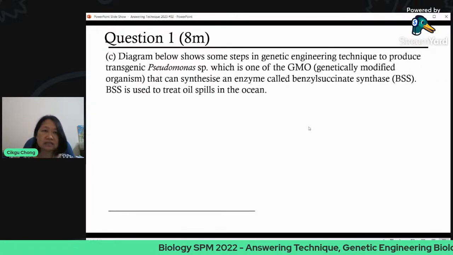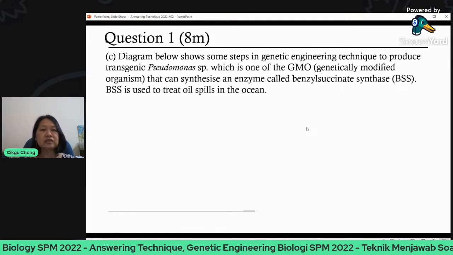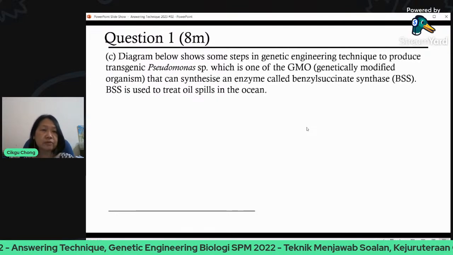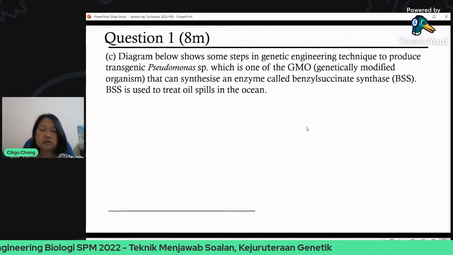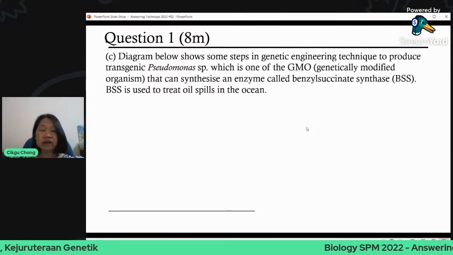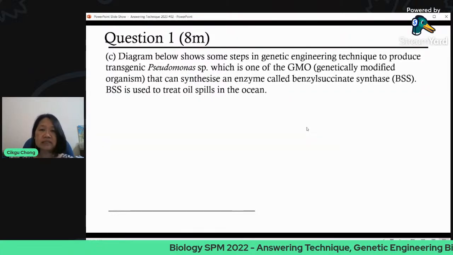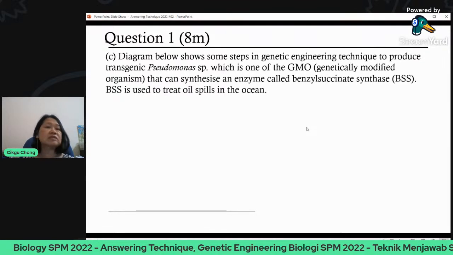Okay, this is an actual question. Actual SPM question, I won't tell you which year, but it did come out. So the diagram below shows some steps in genetic engineering technique to produce transgenic Pseudomonas species, which is one of the GMO, or genetically modified organisms, that can synthesize an enzyme called benzyl succinate synthase, BSS. BSS is used to treat oil spills in the ocean.